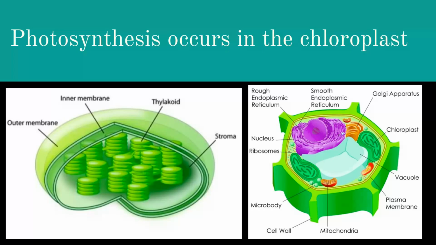This process is occurring in the organelle that is called the chloroplasts. So the chloroplasts are these jelly bean little organelles that contain the thylakoids, which is where the light-dependent reaction occurs. They also have a part called the stroma, which is where the light-independent reaction occurs.